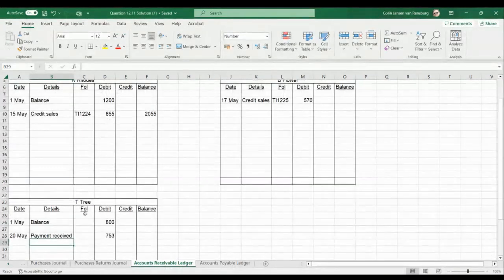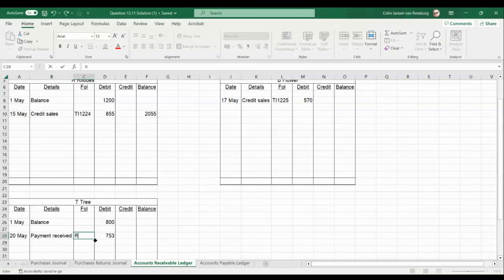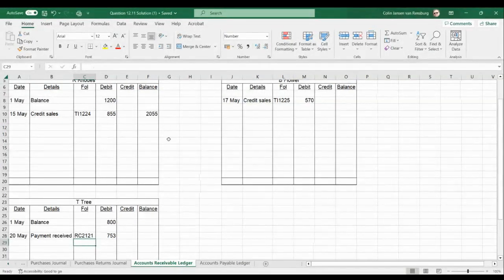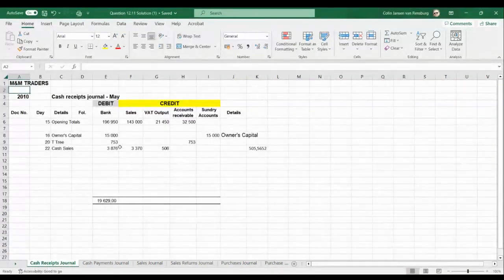Payment received, ladies and gentlemen, and this will now be a receipt number. It will not be an invoice number. So let's say this was receipt number 2121 or whatever, right? So it is just the folio number, or the number of the document that we've actually used. Maybe I should make that a little bit wider. 753. Okay, so we've received payment of 753. Now let's just go back to our cash receipts journal. So we debited our bank account.